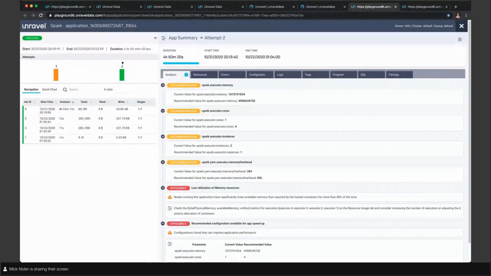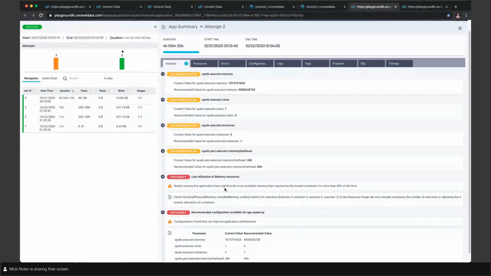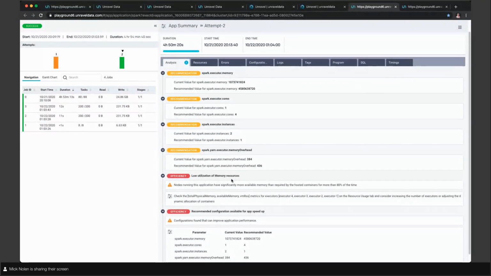And this is a Spark application executing in the environment. You can see right off the bat that we've got several recommendations for specific config parameters to reduce the resources that this particular application is allocating versus what it's using. We've got some efficiency notices here specifically for low memory utilization.